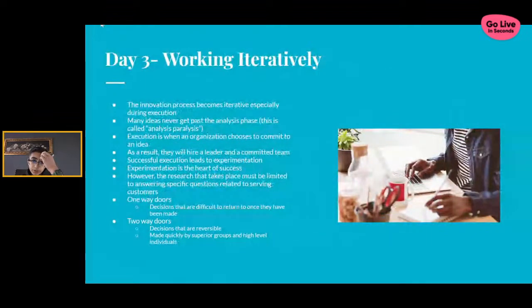Next, working iteratively. So the innovation process becomes iterative, especially during its execution. Many ideas never get past the original analysis phase, and execution is when an organization actually chooses to commit to an idea. As a result, they will hire a leader and a committed team. Successful execution leads to experimentation, and experimentation is the original heart of success. However, the research that takes place must be limited to answering specific questions related to serving customers.